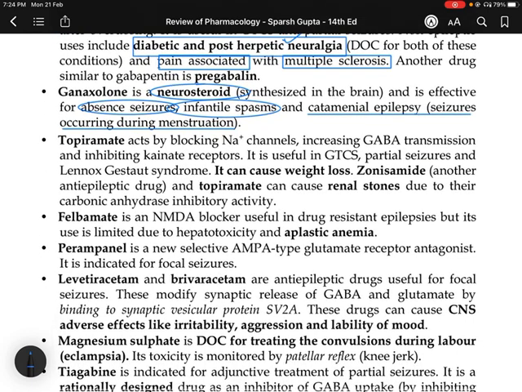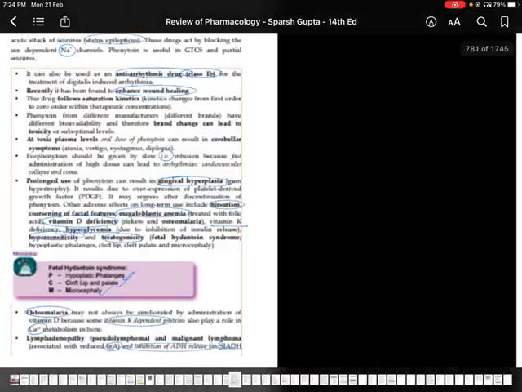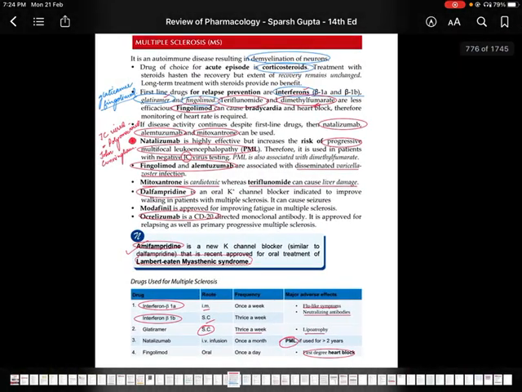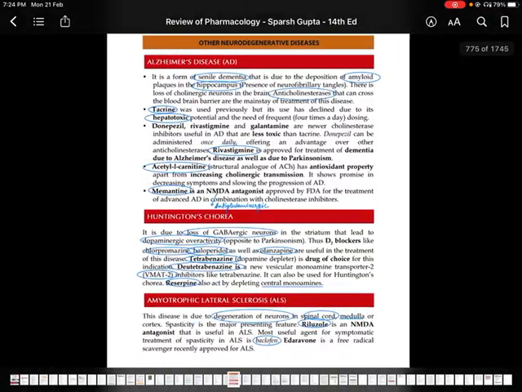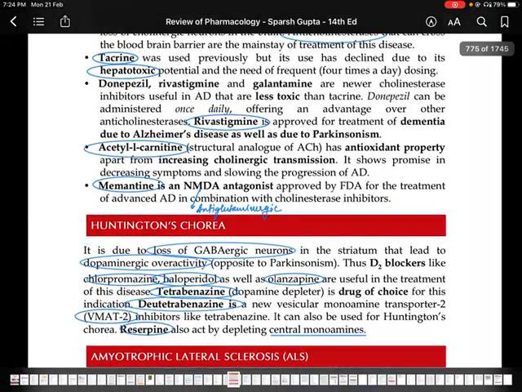Topiramate, they act by blocking the sodium channels, increasing the GABA transmission, inhibiting kainate receptors. So they are increasing the GABA transmission and they are also inhibiting the kainate receptors. Kainate receptors are something I read before. Let me see. It was here. There are a lot of receptors.